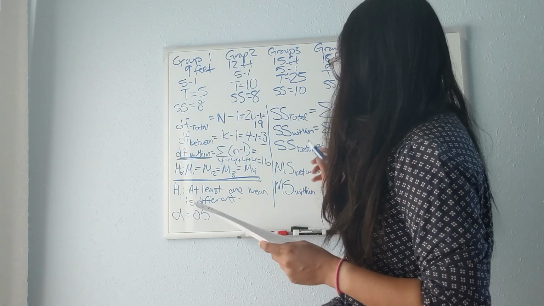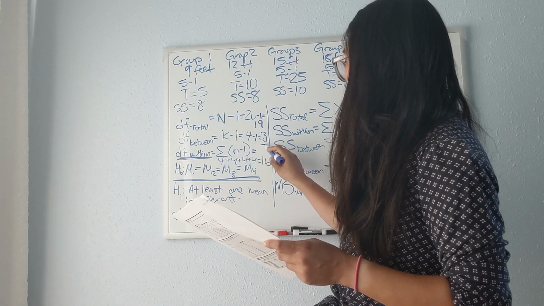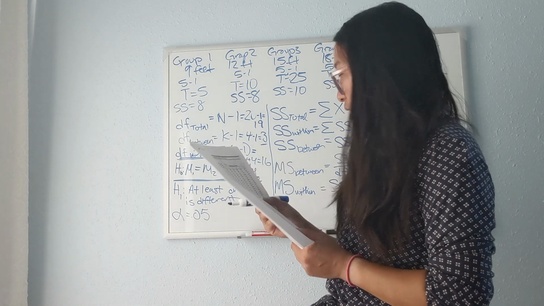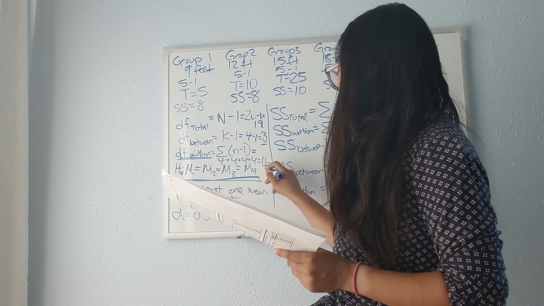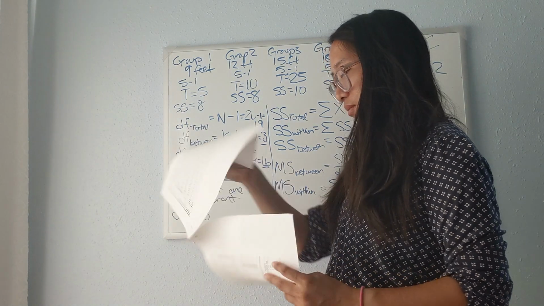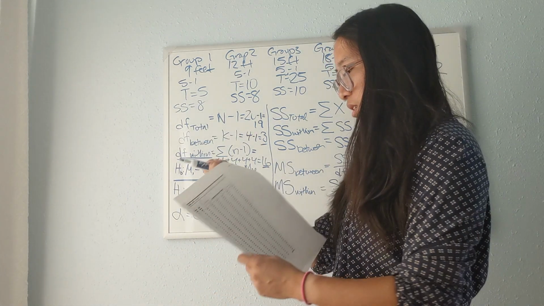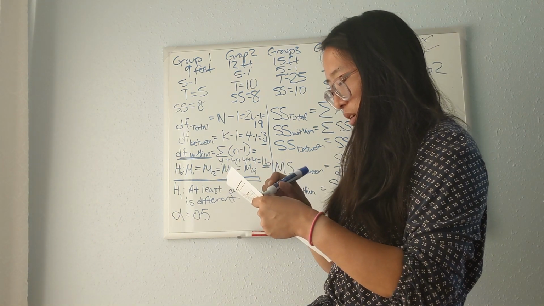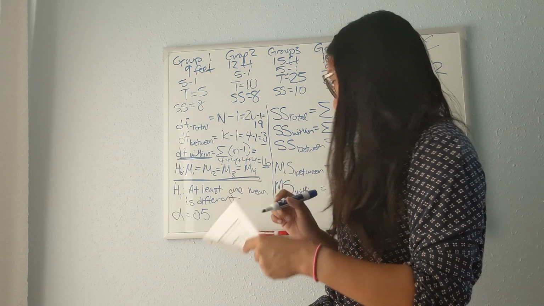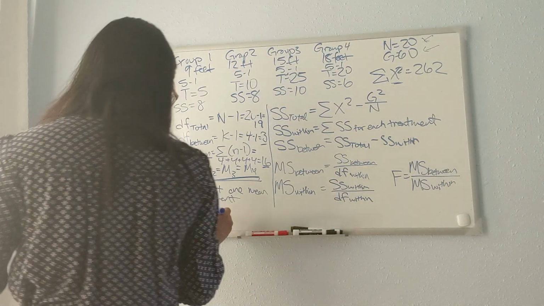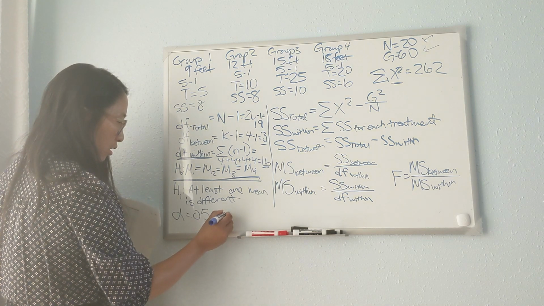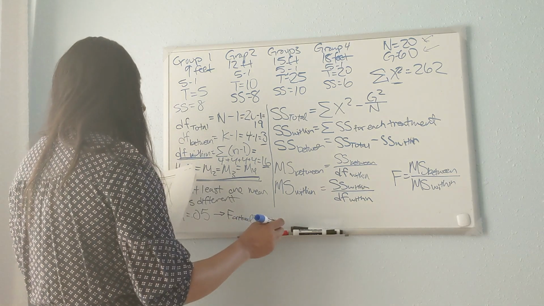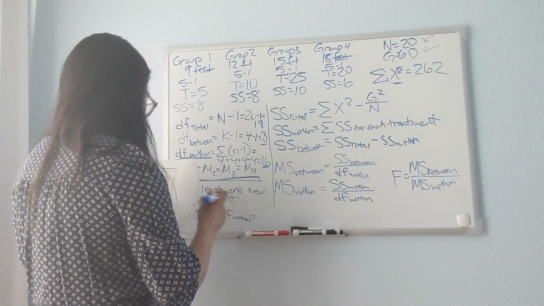So my numerator, my between, is 3. And then our within is 16. So I'm going to the second page. 3 and 16. So I see for a significance level of 0.05, I see 3.24. So that's our critical F. Yes, 3.24.